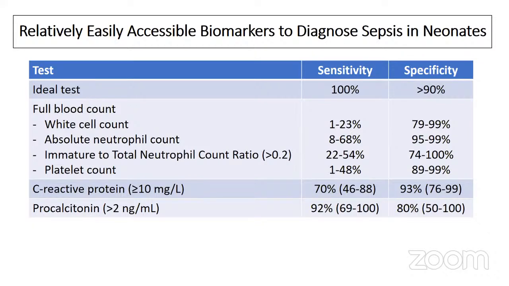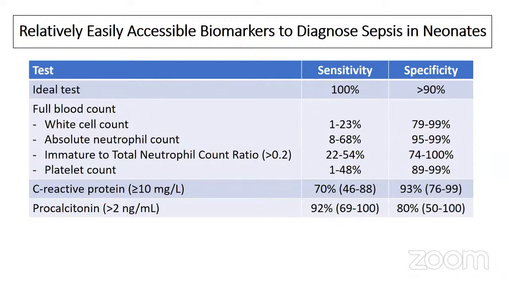The other one that gets used is the immature to total neutrophil count ratio, which is 22 to 54%. But that test is much better if you're doing a manual count than if you're using a Coulter count. Again, the yield is better than total white cell count. And the platelets that we often use, the sensitivity is again relatively low. So you can see the full blood count that we use, depending on what parameter you're looking at, is not that great to diagnose infection.